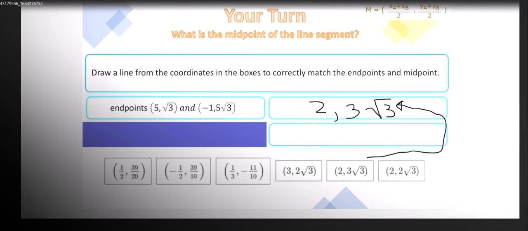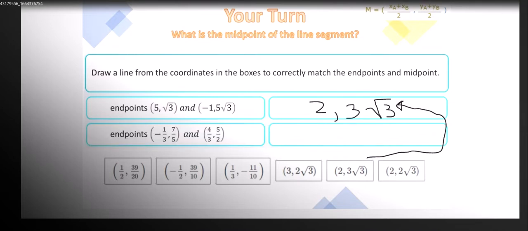All right, let's look at the next one. Let's do this one together. Now we have fractions. So let's practice with our fractions. We have -1/3 plus 1/3. Add those two together.